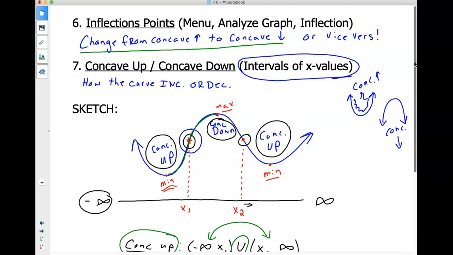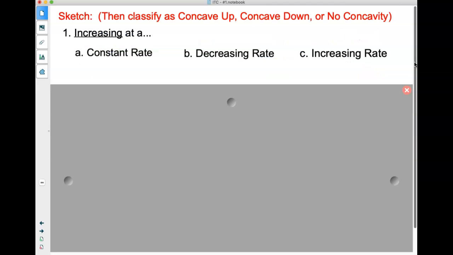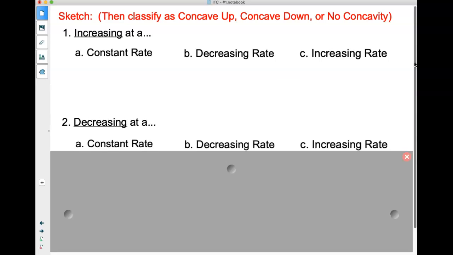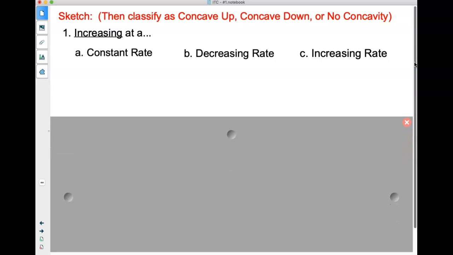Well, what I'm talking about is on our next page here, we're going to sketch 4 things, and we're going to classify it as concave up, concave down, or no concavity. Okay, so what we're going to talk about is if I'm increasing at a constant rate. Okay, remember, increasing means as you're reading a graph, you're going from left to right, your graph goes up at a constant rate. That would just kind of be a line. And lines have no concavity.